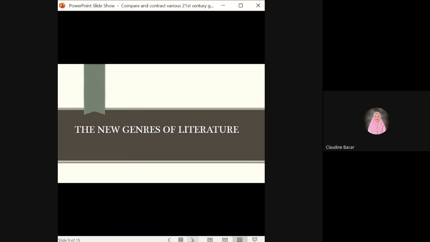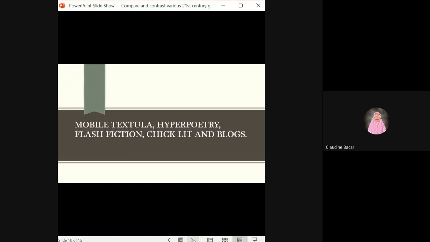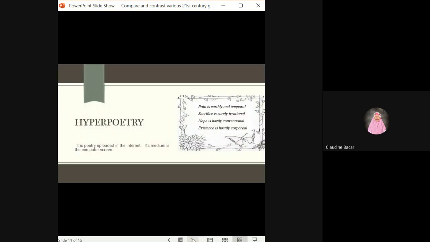So technology made our lives easier than the last decade. It made people work fast, meeting deadlines, and presenting marketing and management strategies creatively. These changes have also brought new literary genres that gave us new avenues of expressing ourselves, like cell phones and computer screens. These new genres include mobile textula, hyperpoetry, flash fiction, chicklit, and blogs.